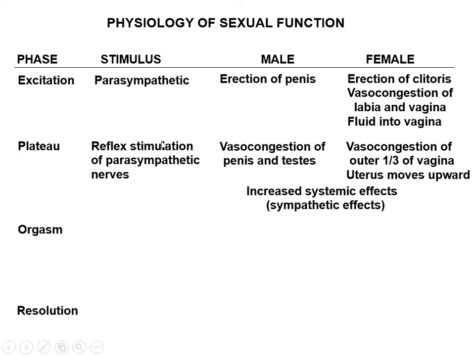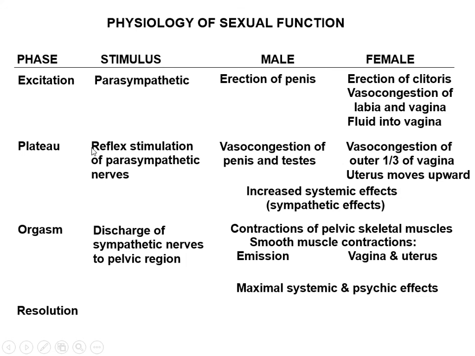Now, in contrast to the first two phases, orgasm is caused by a discharge of sympathetic nerves rather than parasympathetic nerves. This causes contraction of pelvic skeletal muscles and smooth muscles. In males, the smooth muscle contractions cause emission, which is movement of sperm and seminal fluid into the urethra. And in females, it causes contractions in the vagina and sometimes the uterus as well.